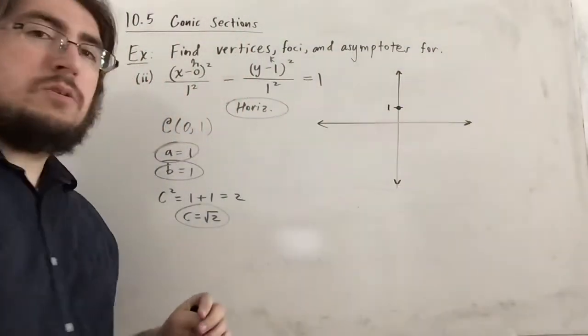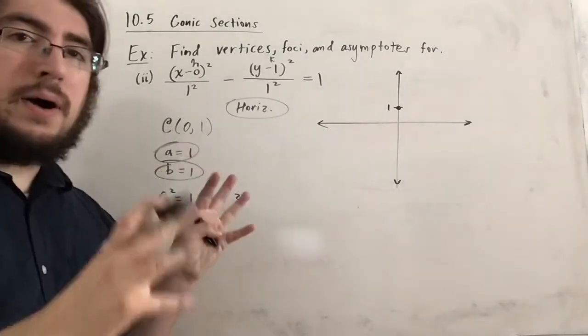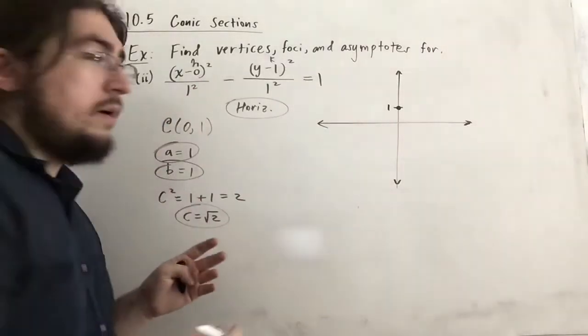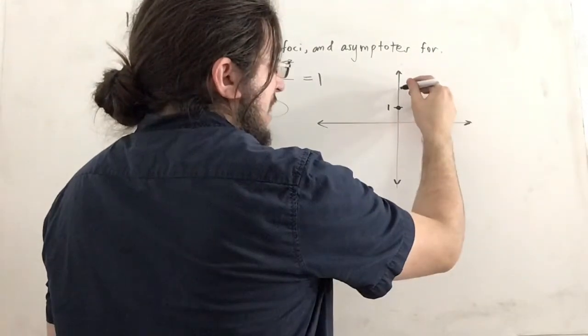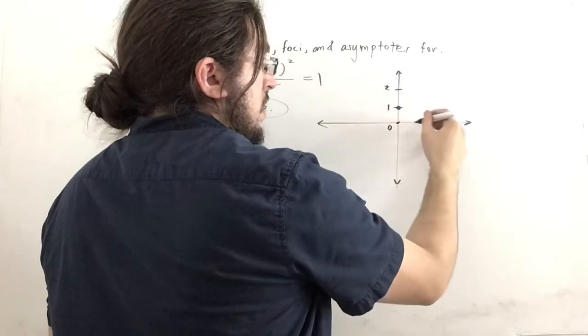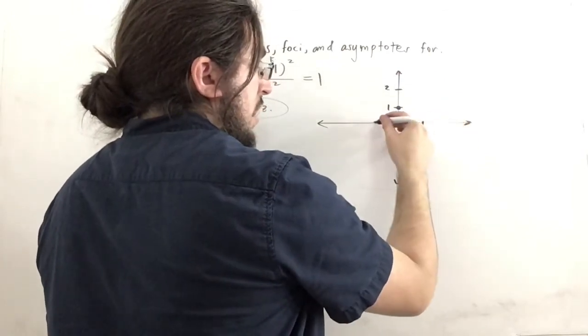And now we're going to do the same thing I did previously. We're going to find that box. Now in this case, the denominators are both 1, so it's going to be a square. And in this case, so we're going to go up 1, down 1, right 1, and left 1.